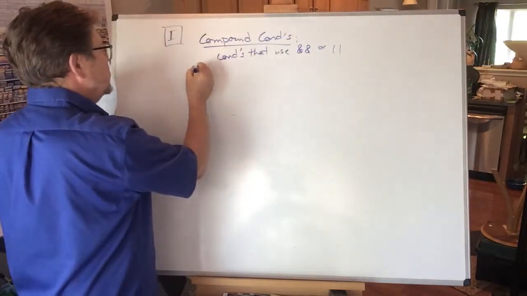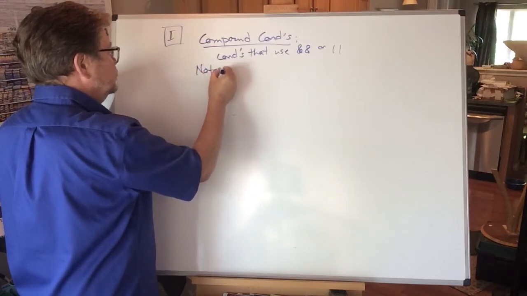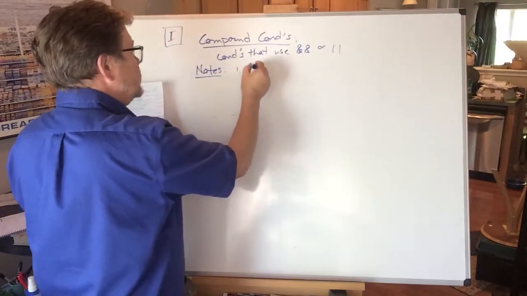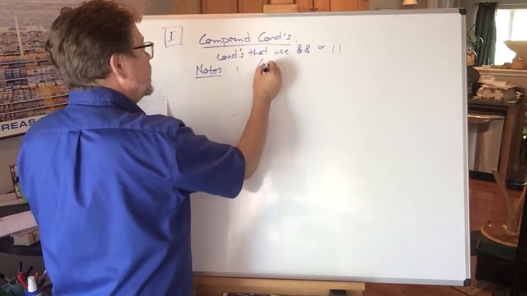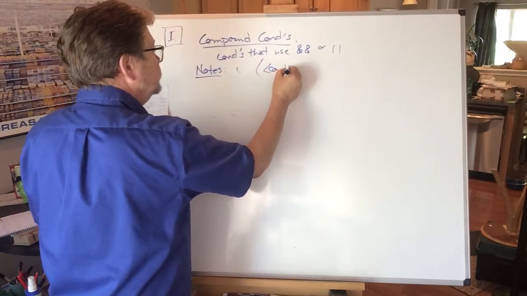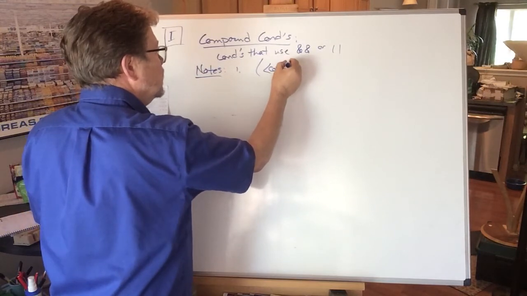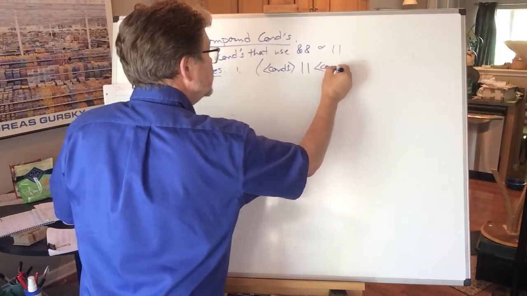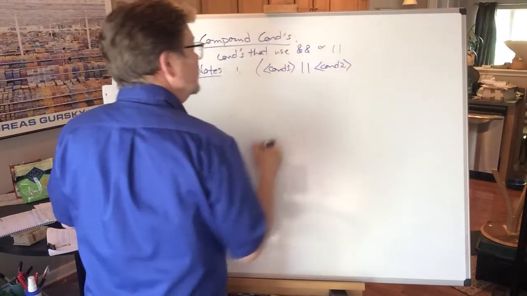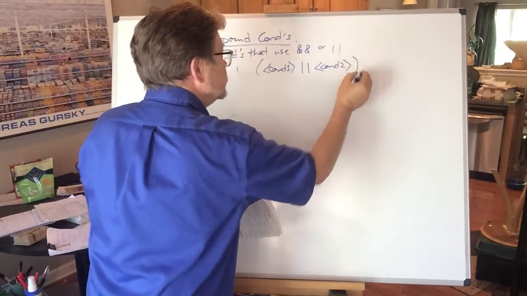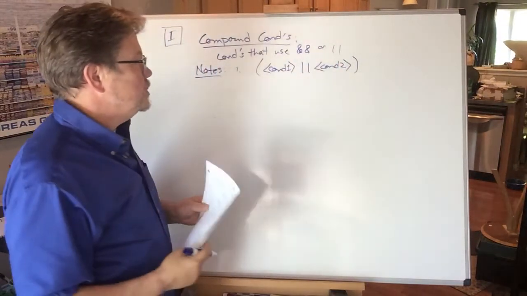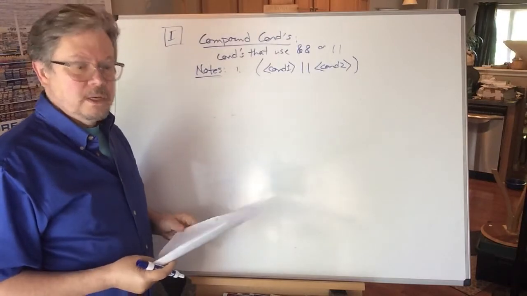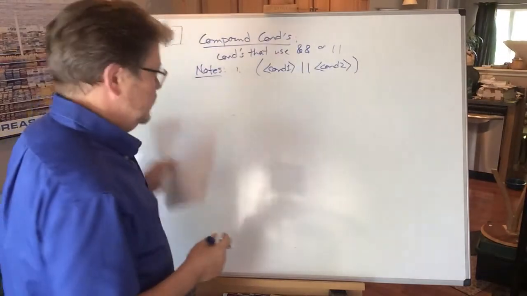A couple of notes, and then we'll look at some examples. Note 1, and I'll represent this abstractly. Pointy bracket condition 1, or pointy bracket condition 2. I'm going to put all of that in parentheses. Why? Because when I combine 2 conditions like that with logical or, that's one big condition. All of that would go into one if statement or one while statement of whatever of the future.